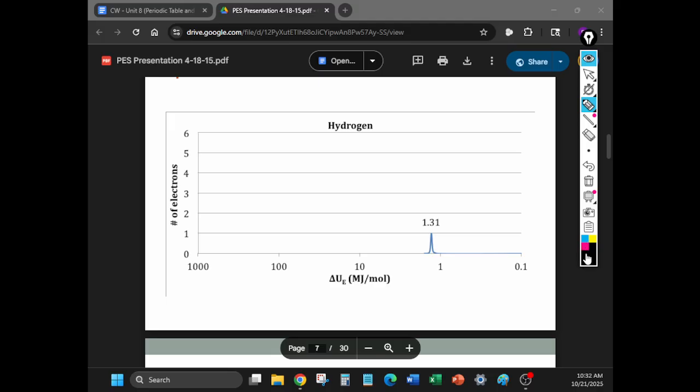If you guys remember, what is hydrogen's electron configuration? 1s1. So this peak represents the one electron that is in the 1s subshell. Okay? Super simple. So let's go on to the next one.